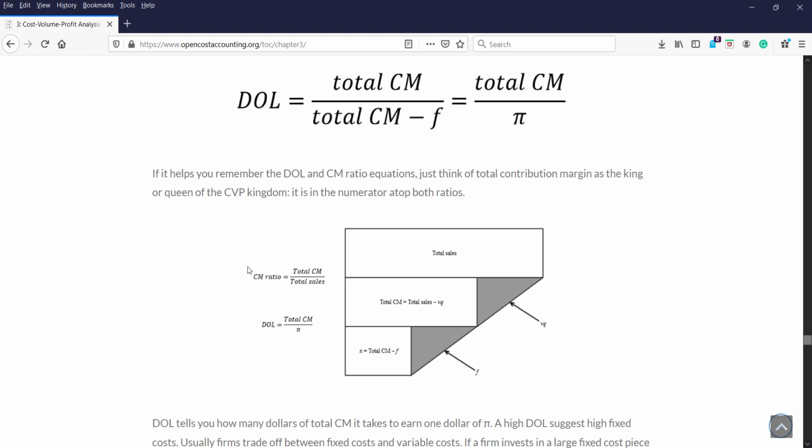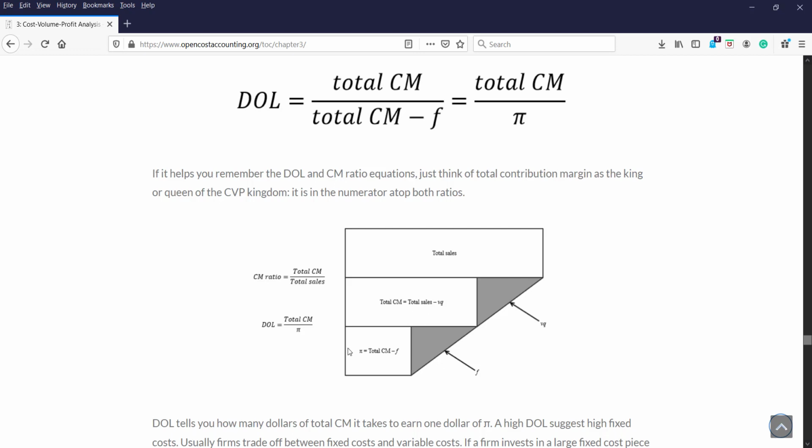CM ratio is always or almost always going to be less than 1, because it's the percent of total sales that makes it through to total CM, and the best you can do is have no variable costs. If it were increasing between total sales and total contribution margin, I'm not sure why you would call it a variable cost. You would just call that some sort of extra part of sales. So yeah, it's always going to be less than 1.